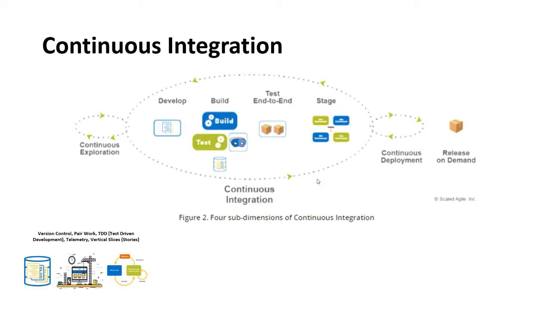So the first thing we want to make sure that we have is some version control. And in SAFe, we don't use feature branches. We use feature toggles. So everybody needs to know how to use a mainline branch and feature toggles. We're also going to use pair work, test-driven development, telemetry, and of course, vertical slices. A vertical slice is typically identified by user story, where you have a slice through the front end, the back end, and the database. That's one small unit of work that can be deployed independently from others.